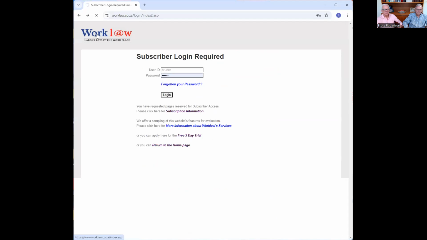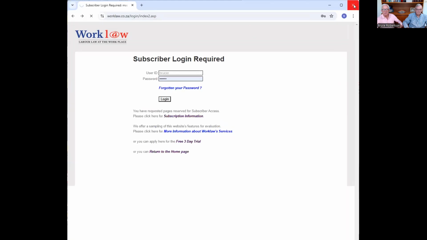For some reason, work law is lagging. But what you've got there is a whole series of very helpful guidelines which you can use in a retrenchment situation. So please use those guidelines. They're there for you to use if you need them. Let me share screen again.